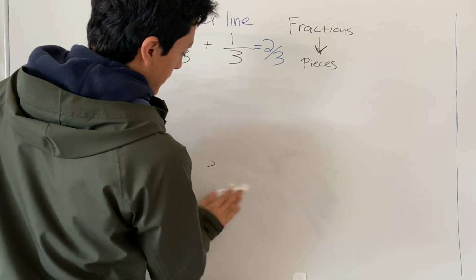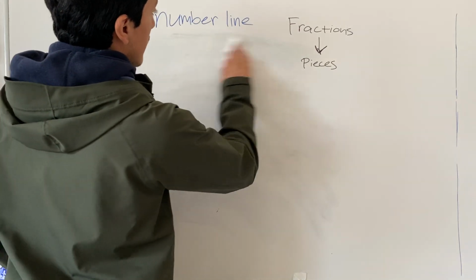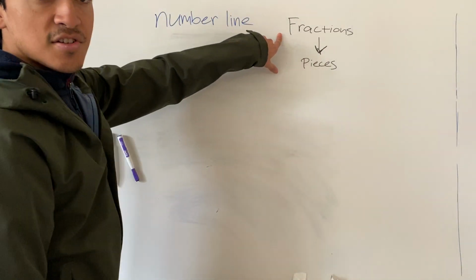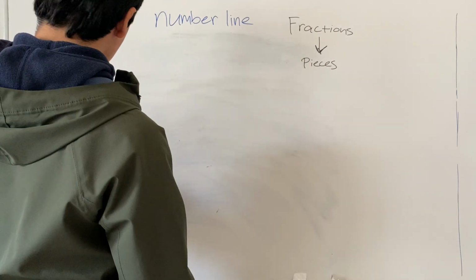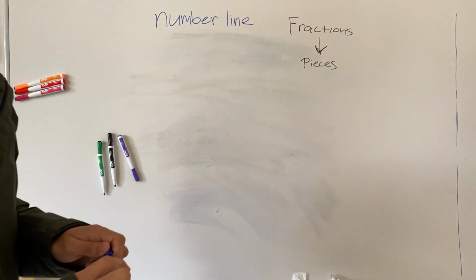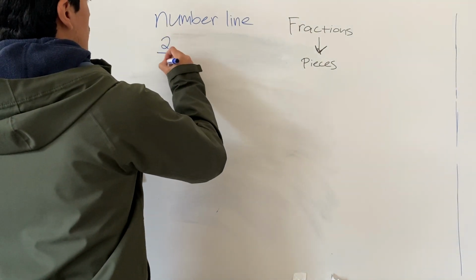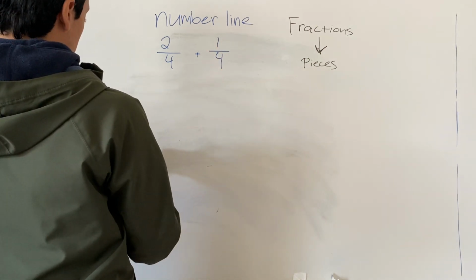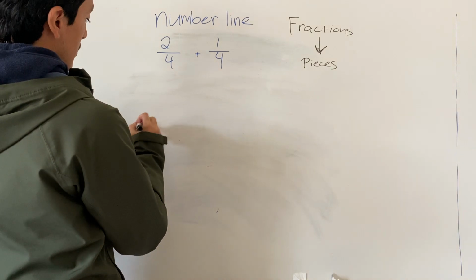So again, notice the steps that I'm taking. I am making a number line, I'm drawing it. That way I don't get confused. And remember, fractions just another word for pieces, okay? Right now we're dealing with fractions, we're dealing with pieces. Let's say we have this question. 2/4 plus 1/4. All right? So what do we need to do before we even start? A number line.